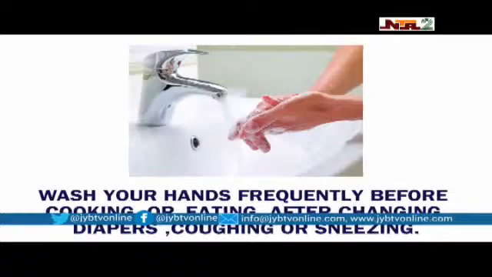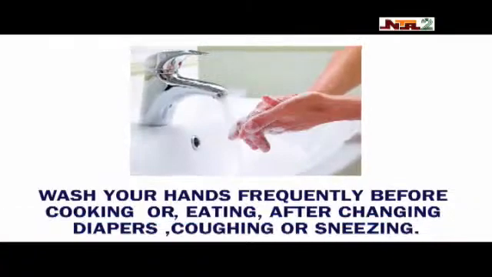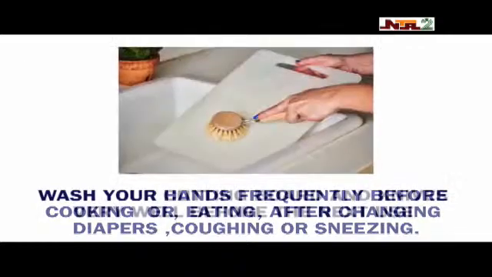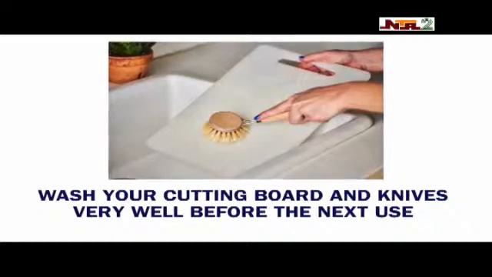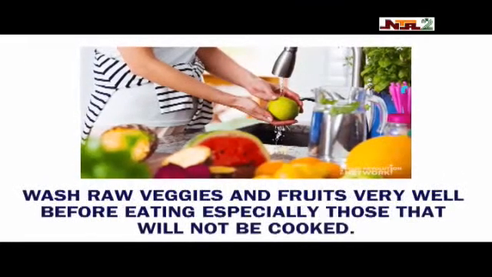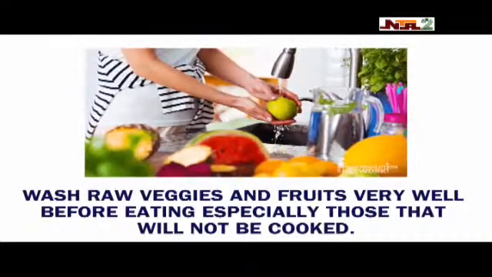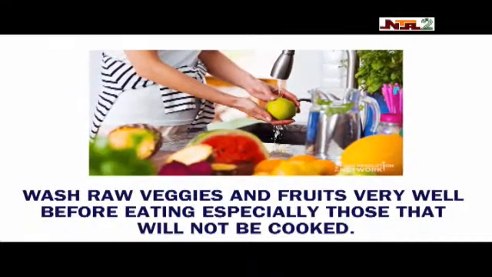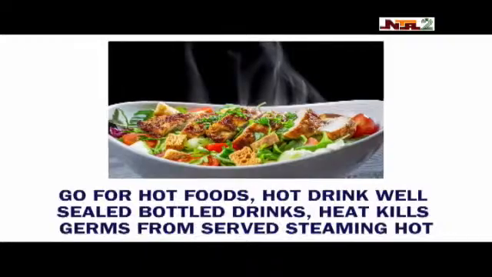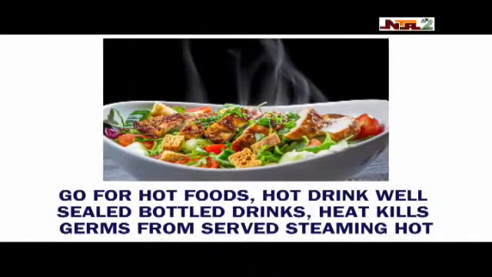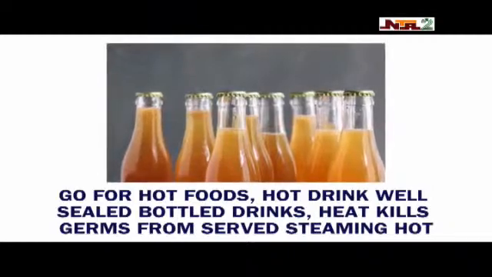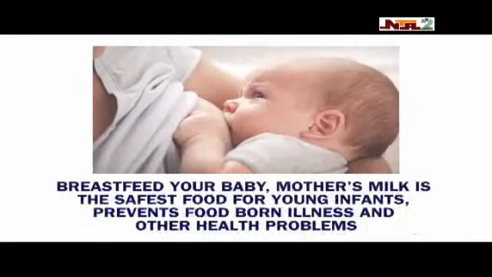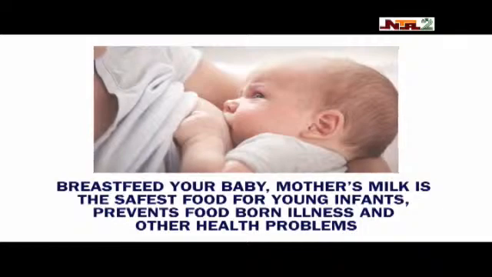Number 6, wash your hands regularly before cooking or eating, and after changing a diaper, coughing, or sneezing. Number 7, wash your cutting boards and knives very well before the next use. Number 8, wash raw vegetables and fruits very well before eating, especially those that will not be cooked. Number 10, go for hot foods, hot drinks, and well-sealed bottled drinks. It kills the germs. And if you have babies, breastfeed your babies.